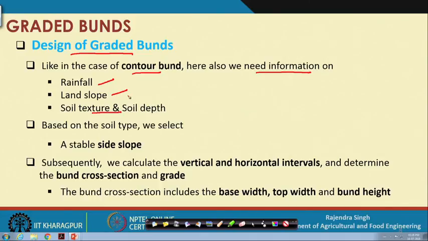These are the three basic pieces of information which we require, and based on the soil type we select a suitable side slope, and subsequently calculate the vertical and horizontal intervals and determine the bund cross section and grade. And bund cross section, when we say, includes base width, top width and bund height. So, these are a repetition of what we have already seen in the case of contour bund.